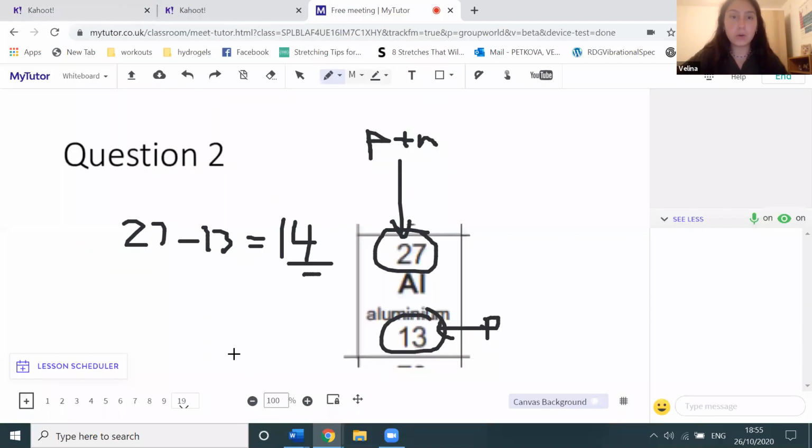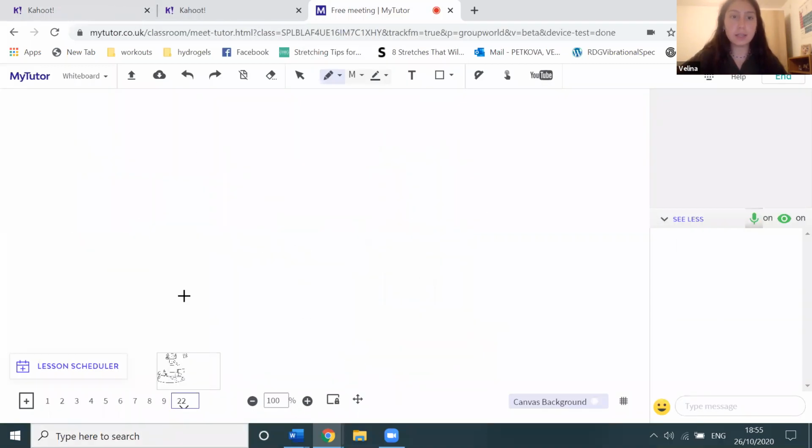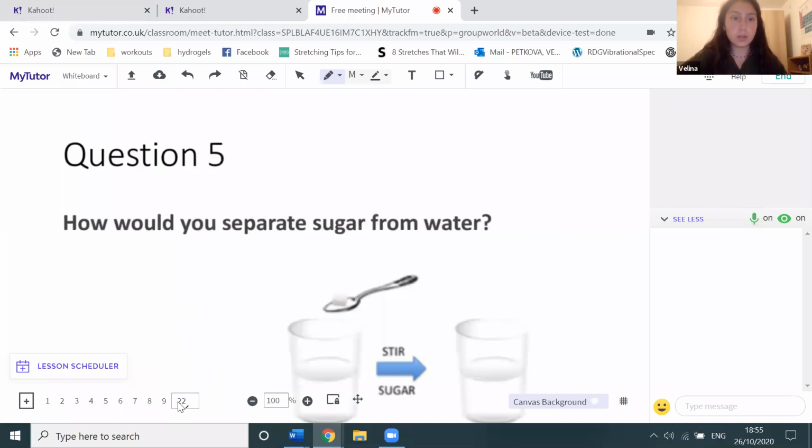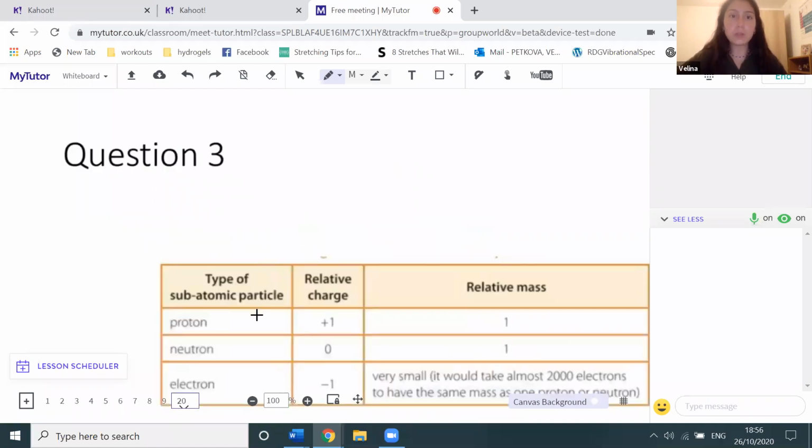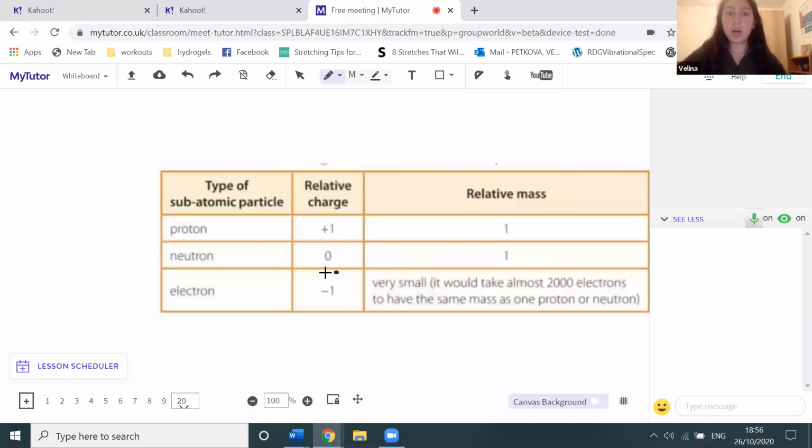So what is the charge and relative mass of an electron? Okay, so the relative charge is -1, and the relative mass is 1/2000. Or you can remember it as 0. Either of them is correct. This is just a bit of a fact.